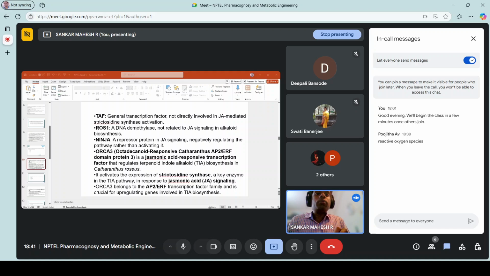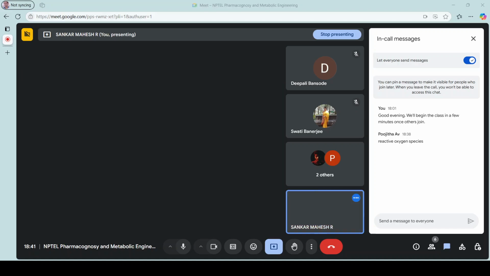So the question is about the correct transcription factor that would activate upon jasmonic acid treatment. For this, we have this specific transcription factor that is responsive to jasmonic acid alone. It is called ORCA3. Its full form is octadecanoid-responsive Catharanthus AP2/ERF domain protein 3. This would activate the expression of strictosidine synthase in response to jasmonic acid signaling. An additional piece of information is that it belongs to the transcription factor family called AP2/ERF.